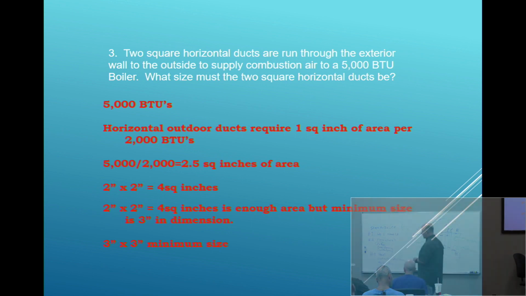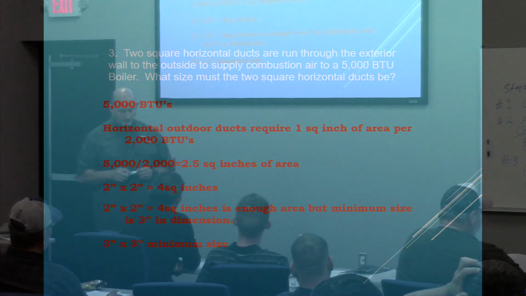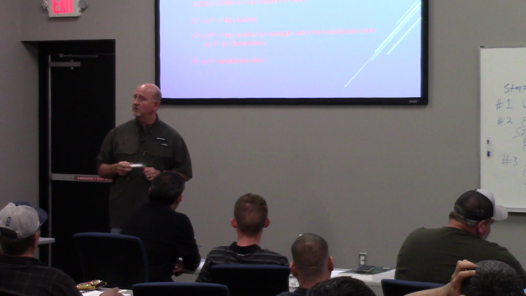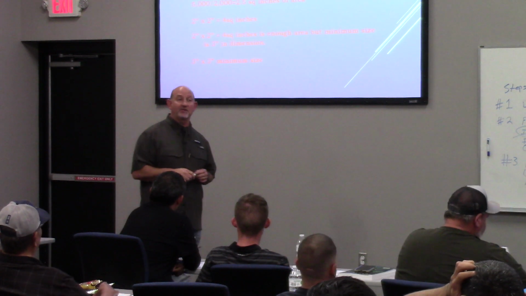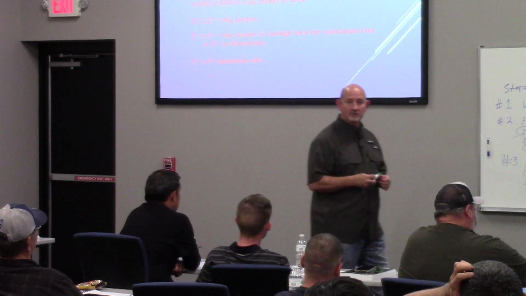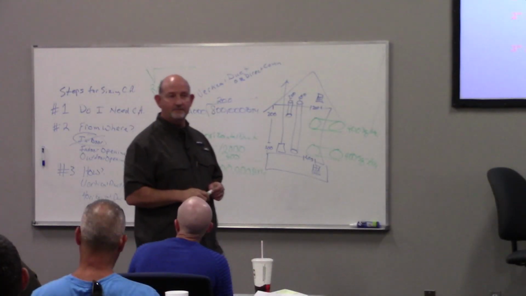Simply because that's the minimum size of the combustion air duct. It's got to be at least a 3. Hey guys, quick question. I thought you had to be 100 square inches. So a 3 by 3 is only going to give you 9 square inches. I thought you had to be 100 square inches. And the answer is no, because the third row guy never said that.